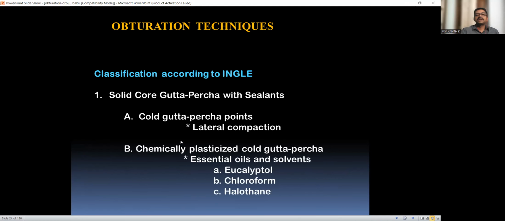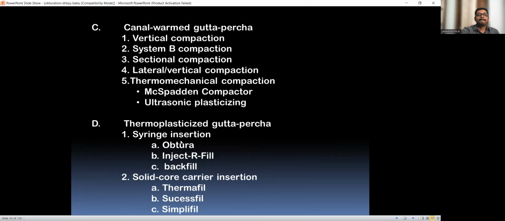Now coming to the obturation techniques. The obturation techniques are classified according to Engel as solid core gutta-percha with sealants, under which you have cold gutta-percha points, that is the lateral compaction technique. Next is chemically plasticized cold gutta-percha, where you have essential oils and solvents like eucalyptol, chloroform, and halothane.